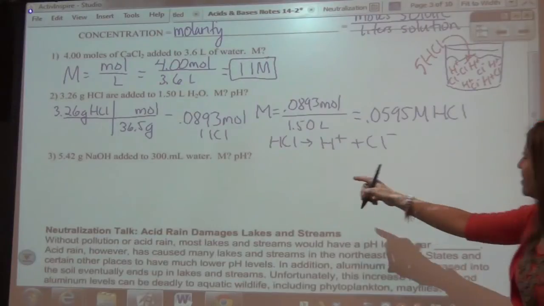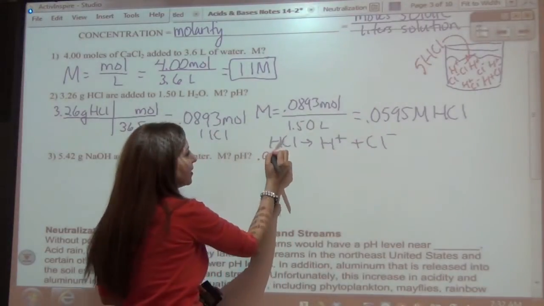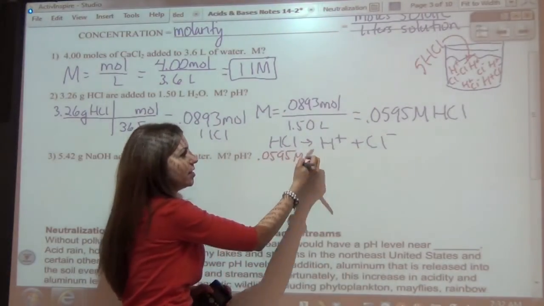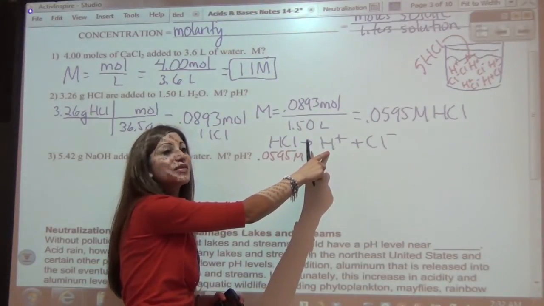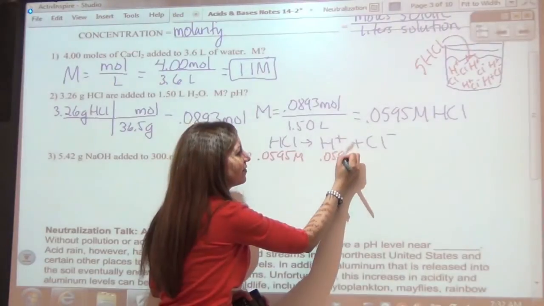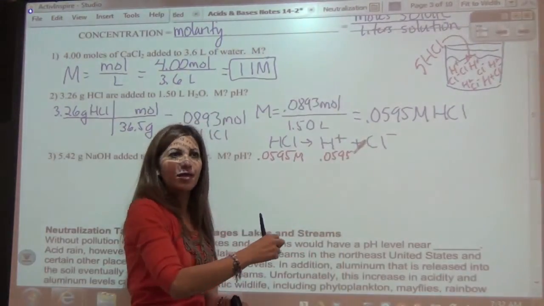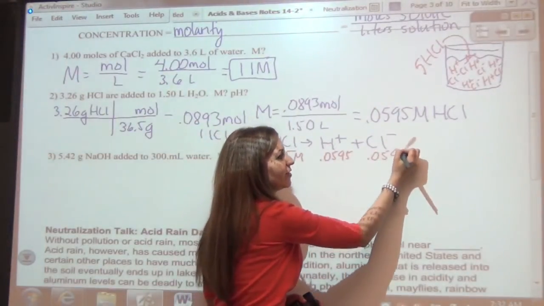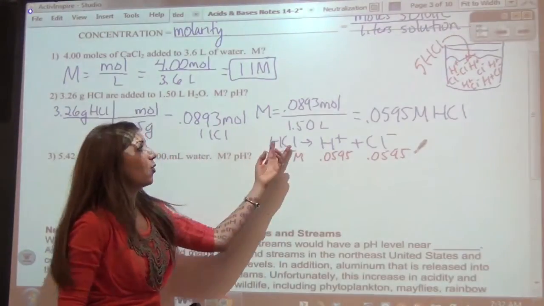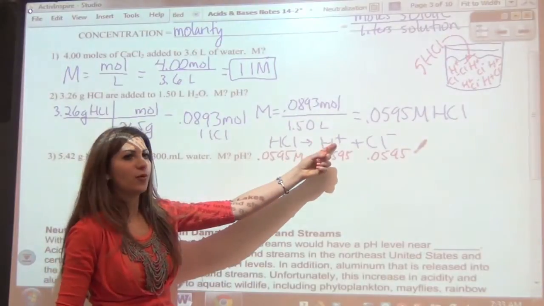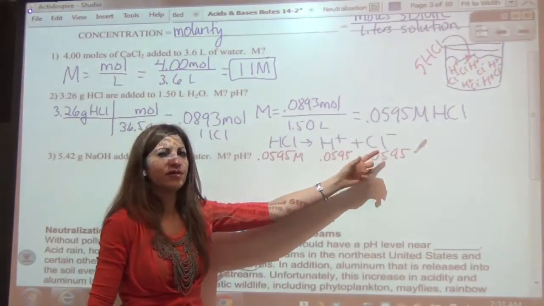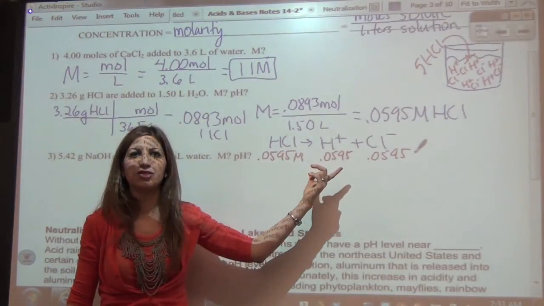So, if this is 0.0595 molar, then what's the molarity of this one? 0.0595. Perfect. What would the molarity of this one be? 0.0595. Why? Because it's a 1-to-1 ratio. Okay? So because there's one of these for every one of these, and one of these for every one of these, it's going to be the same concentration.